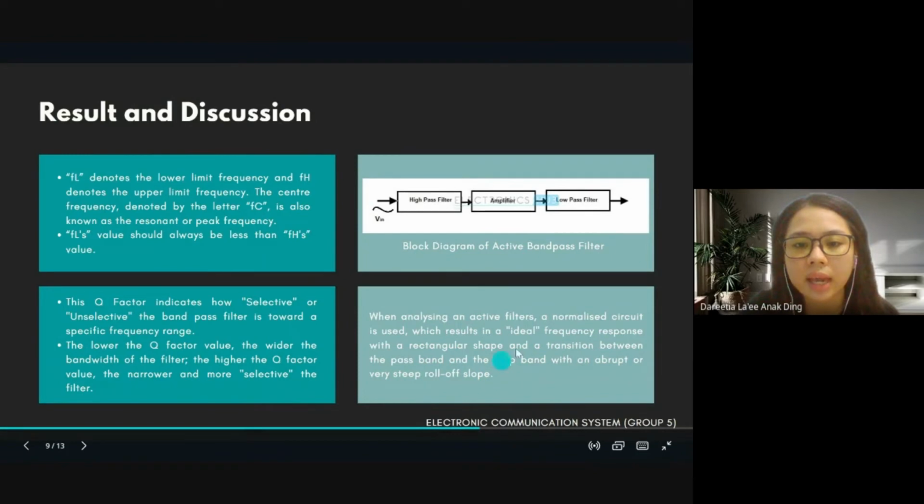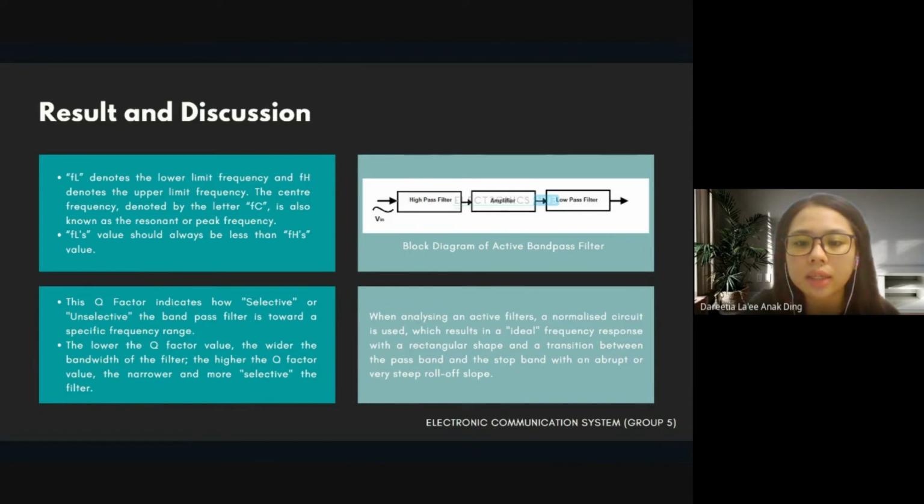When analyzing an active filter, a normalized circuit is used, which results in an ideal frequency response with a rectangular shape and a transition between the pass band and the stop band with an abrupt or very steep roll off slope. However, because ideal responses are impossible to obtain in real practice, we must rely on approximation to achieve the best frequency response possible for the type of filter we are attempting to design.